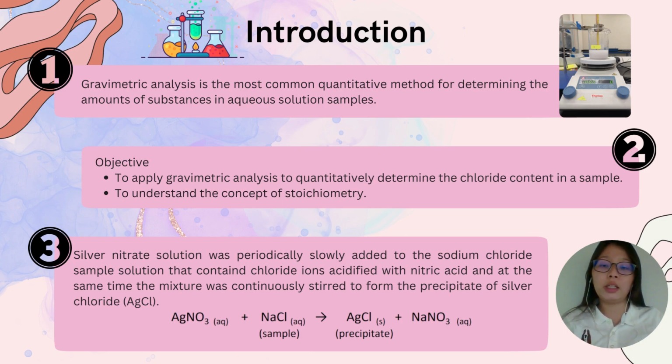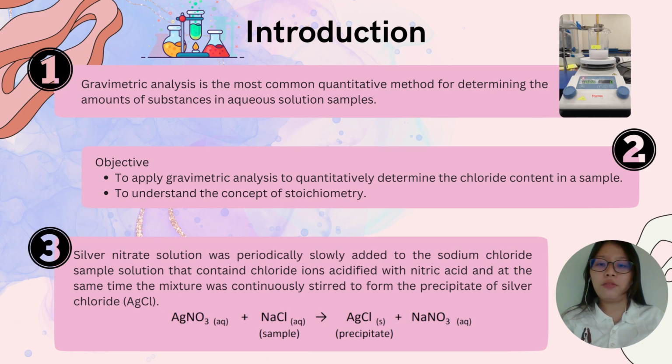Gravimetric analysis is the most common quantitative analysis method to determine the amount of a substance present in an aqueous solution sample. This method includes dissolving the sample to be analyzed, reacting the sample to form a precipitate of known components, separating the precipitate by filtration, and weighing the dried product.